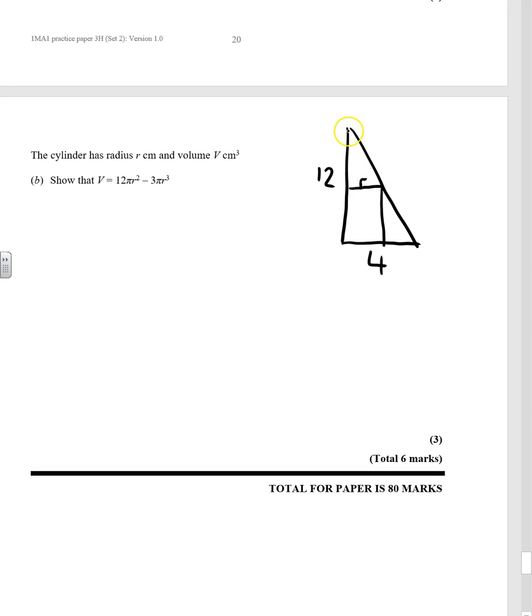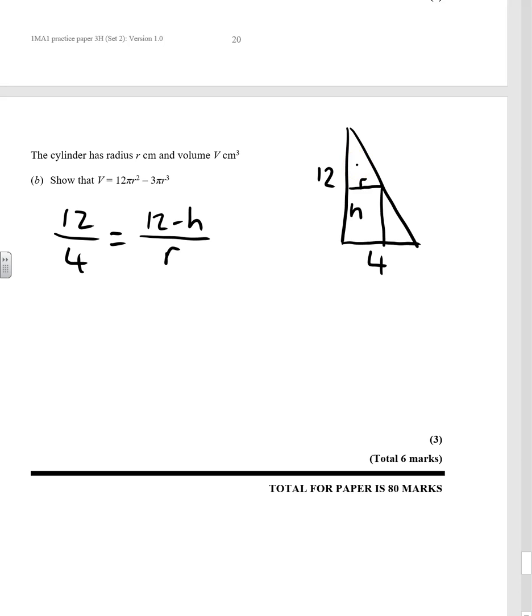Now, because we've got a pair of similar triangles, we've got a big triangle here, which is 12 by 4, and then we've got this smaller one. The angles are the same, so we can compare the ratio of the two sides. So we've got the big triangle, which is 12 over 4, so the sides are going to be in the same ratio. If we make the height of the cylinder h, this distance here is 12 minus h, and that distance there is r. This works because the sides are in the same ratio.